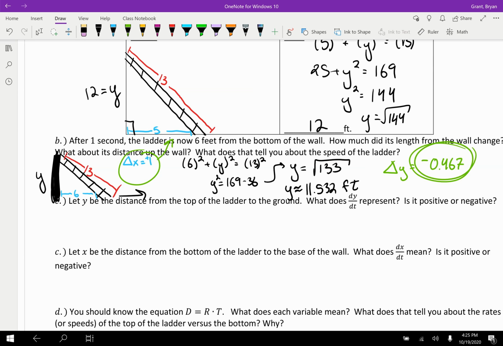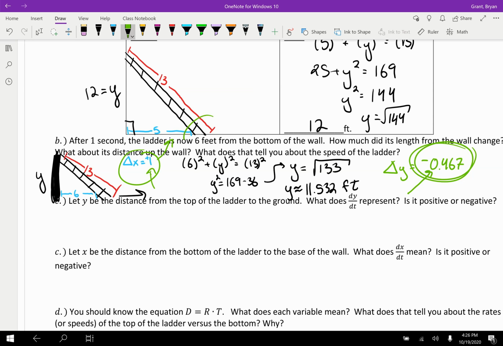Like, absolutely, I didn't really understand this until I started teaching it, that when you have an object that's moving, especially at an angle like this, not all parts of the object move at the same speed, which is pretty darn fascinating, right? What we can tell right here is that when the base moved out by 1 foot, the height only dropped by half a foot.